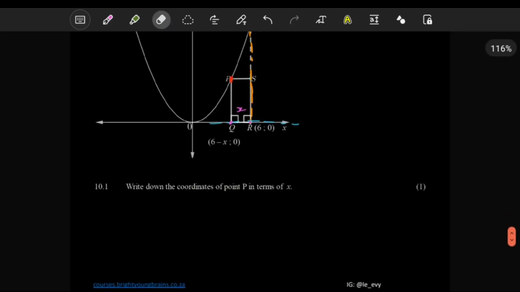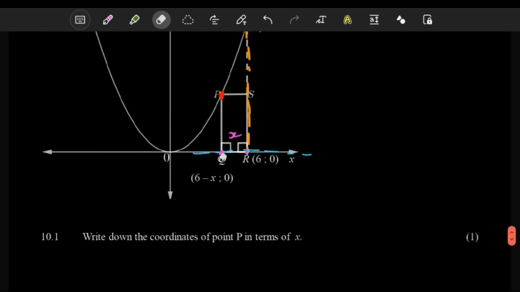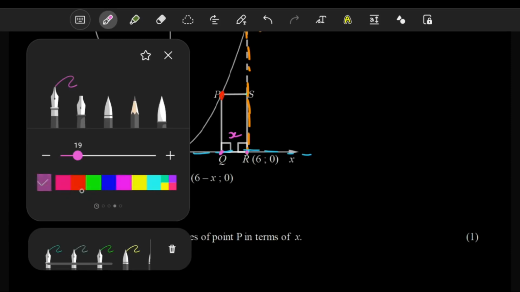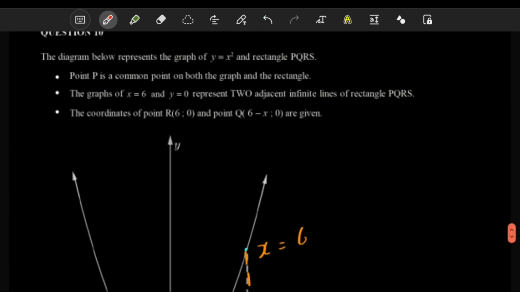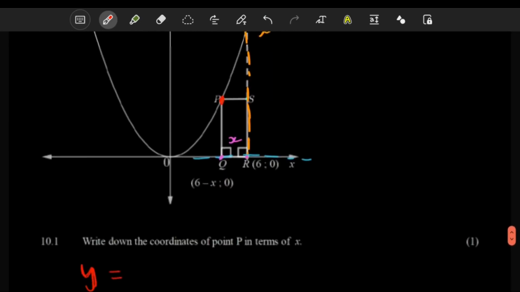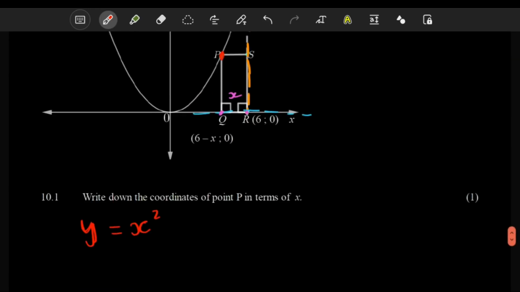Okay, all this being given, for 1 mark they said write down the coordinates of P in terms of x. The good news is, remember where P is, it's a point on the parabola. So use that to your advantage. The equation of the parabola is y is equal to x squared. So y is equal to x squared is obviously the equation of your parabola.